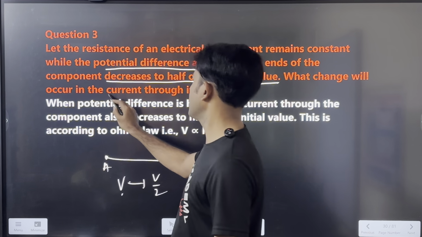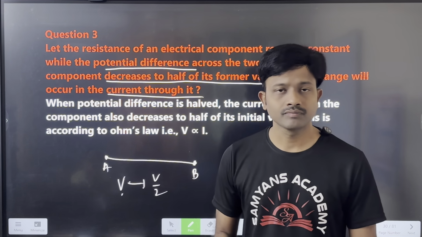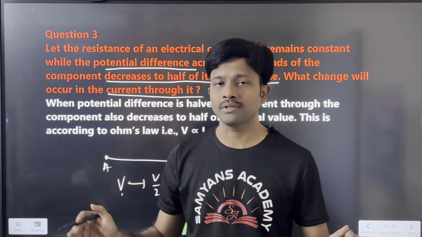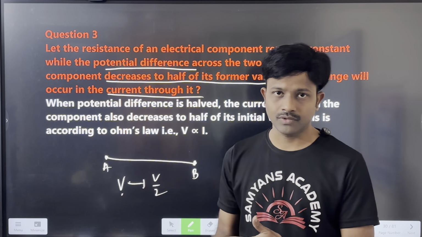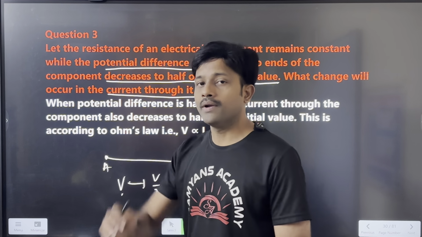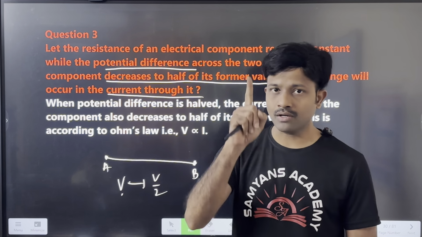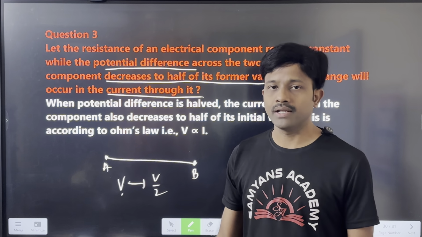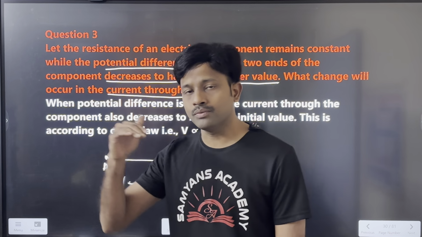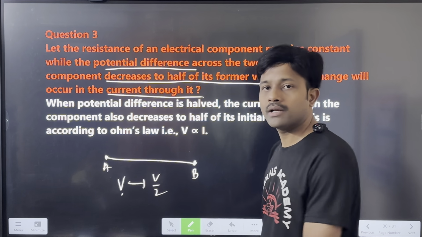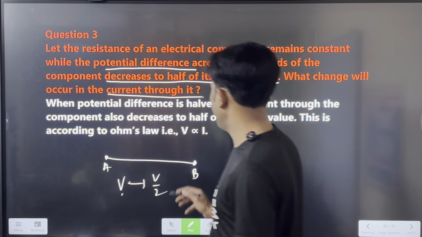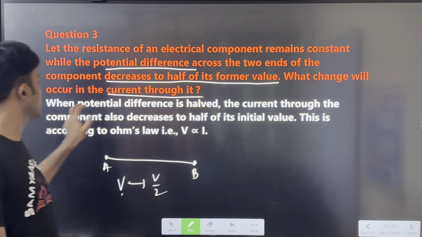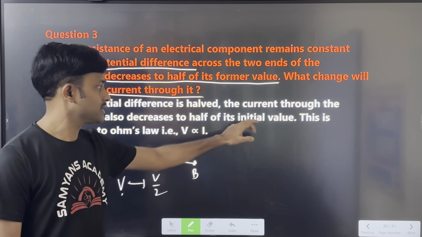What change will occur in the current through it? Can you guess? When voltage decreases by 2 times, current also decreases by 2 times. Current also becomes half value according to Ohm's law. When voltage increases, current value also increases. When voltage decreases, current value also decreases. When voltage becomes half, current value also becomes half. Yes or no? Now the answer is, when potential difference is halved, the current through the component also decreases to half of its initial value.